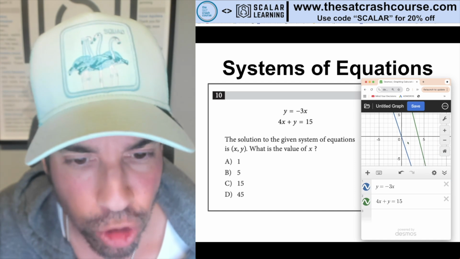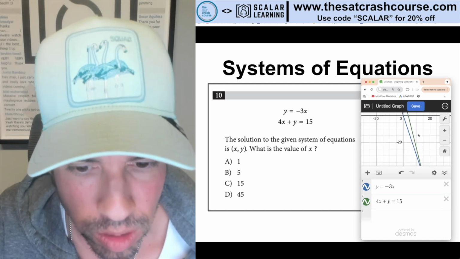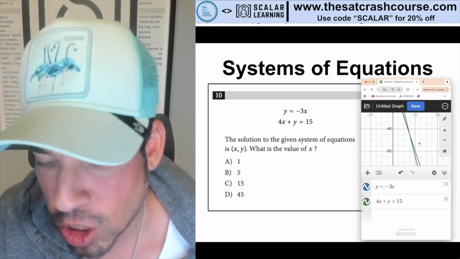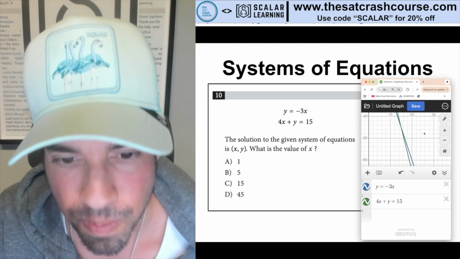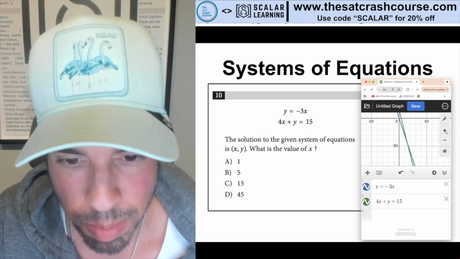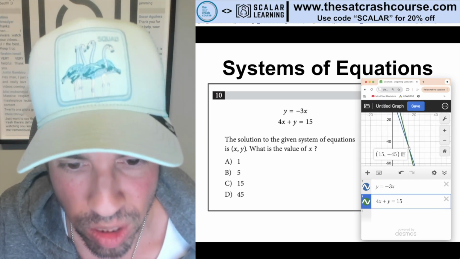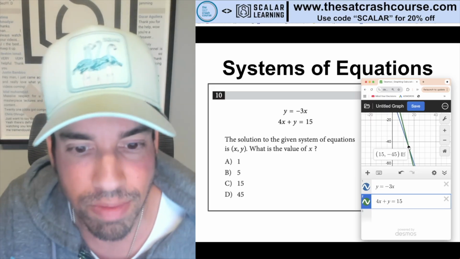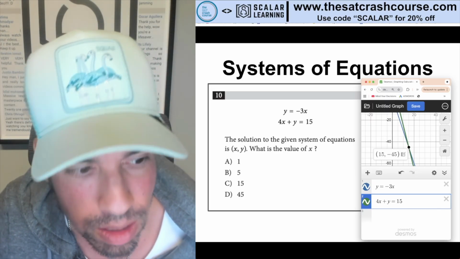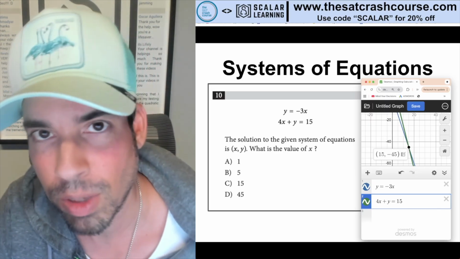Now, I am double checking, making sure I didn't make any typos, but we're going to zoom out a little bit. And that's me just using the mouse to zoom in and out, which is pretty nice. You can also use these buttons if need be. And there's my intersection point. It's going to appear beautifully. Now, they said, what's the value of x? It's right there, 15. 15 is the winner. That's how you do it. Done.